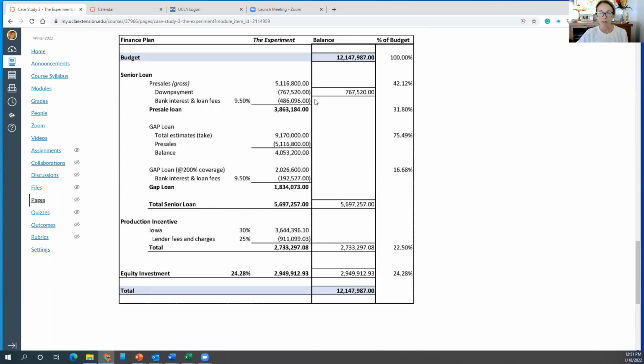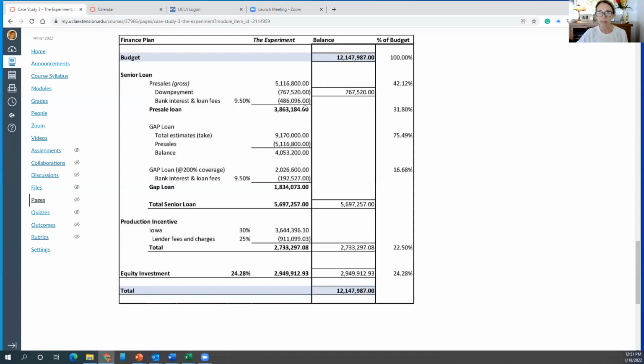So in this case, 20% of $5,116,800 is $767,520. This is our down payment. This is the first money that will be set aside for us to be used to cover our budget. The bank will then deduct this money because we already received it, and on the balance, the bank will charge an interest fee. In this case, the interest is 9.5%, which is $486,096. The interest is charged up front as a reserve.